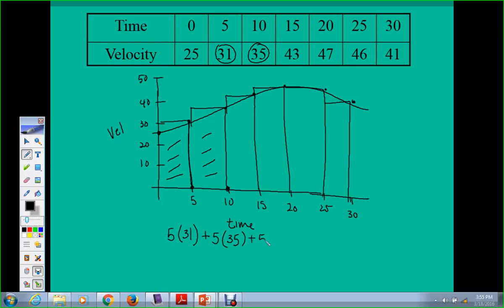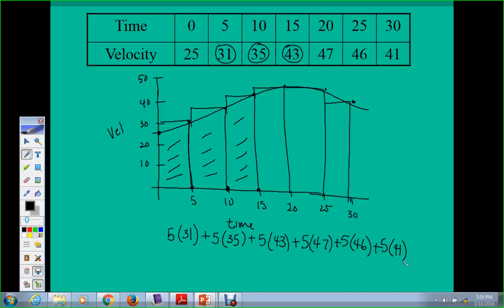Then the next rectangle, the width is 5, and if we plugged in 15, we would get 43, and so on. So we'd have 5 times 47 plus 5 times 46, and then we would have the last one, which would be 5 times 41. So this would give us our estimate for the area under the curve, which represents the total distance traveled. And this would be using the right side of the rectangle.